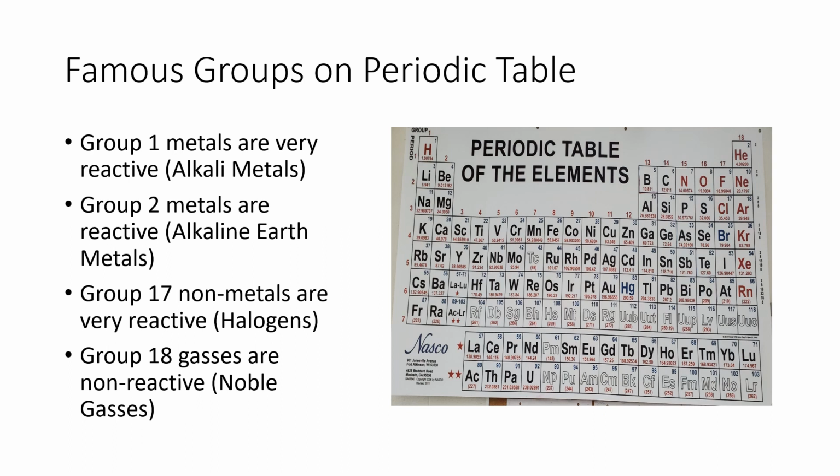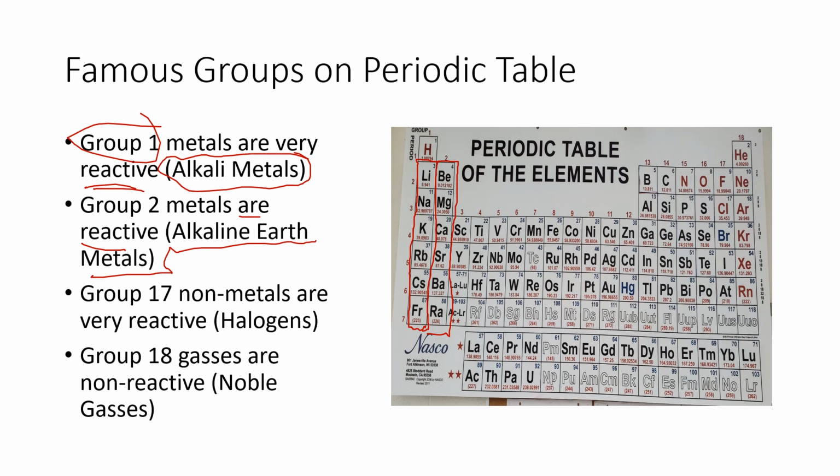So some groups on the periodic table have been given names because they are a common way of distinguishing different types of elements based on their properties and based on their location on the periodic table. So the first group here, group 1, are called alkali metals, and these are the most reactive metals on the periodic table. The next section over, they're called alkaline earth metals, also very reactive, not quite as much as group 1, but for similar reasons, which we'll get to.